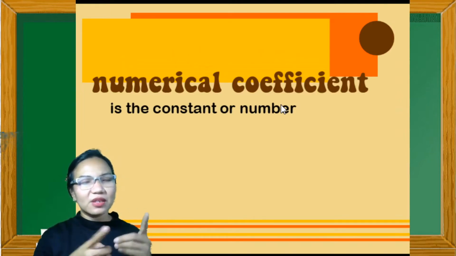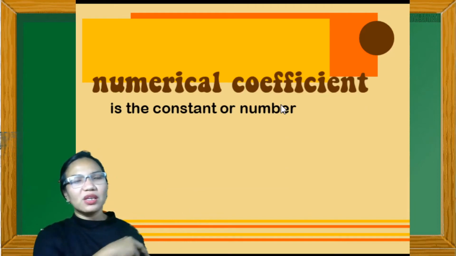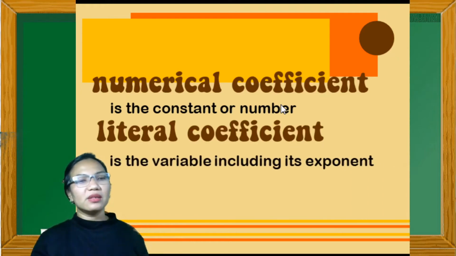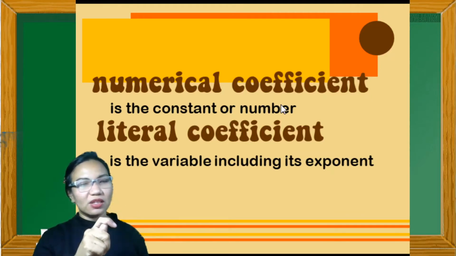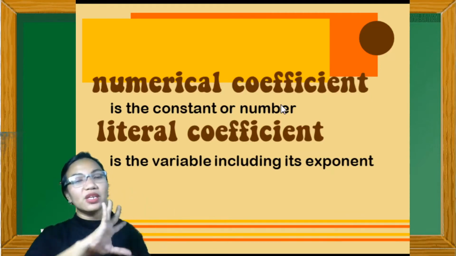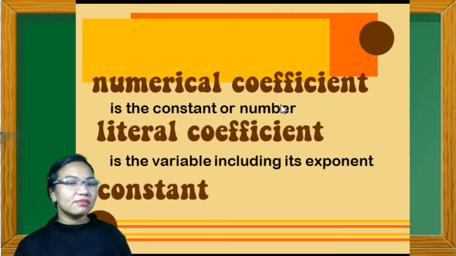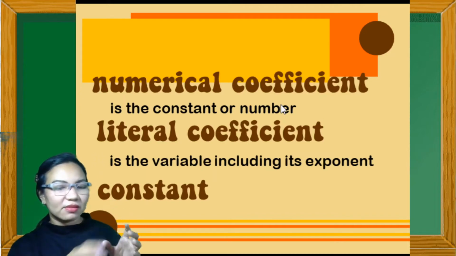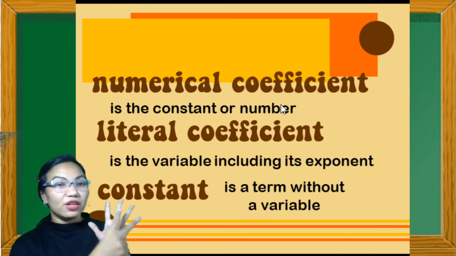Let's define clearly what is numerical coefficient. So it is naturally a constant, or it is a number. While this one, the literal coefficient, it is the variable including its exponent. Then this one, as you can see, it's the constant. It is a term without variable.